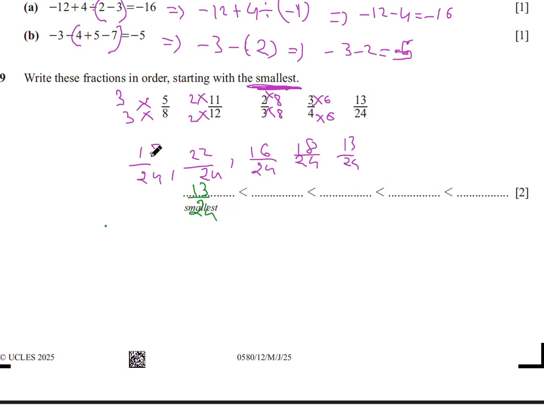So the first one is 13 out of 24. After 13, who will come? 15 out of 24. What was 15 actually? 5 by 8. After 15, 16. What is 16 actually? 2 by 3. After 16, 18. What is 18 actually? 3 by 4. And what is the last one? 11 by 12. And this is how we will get the answer.